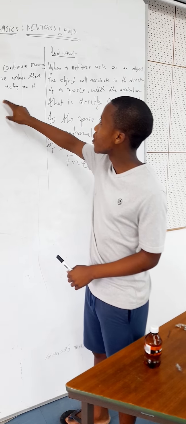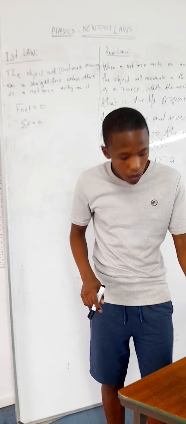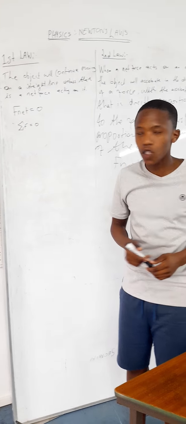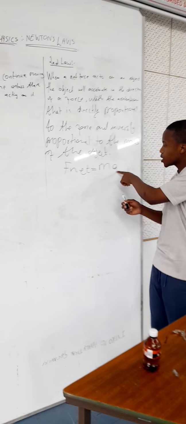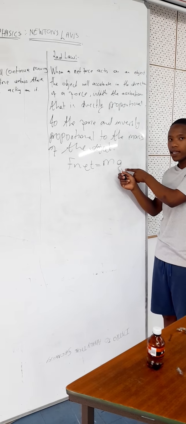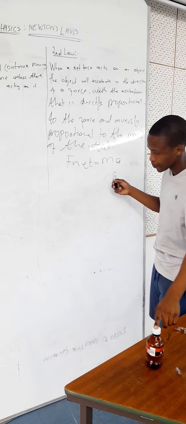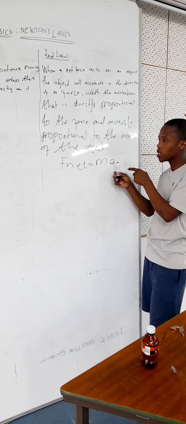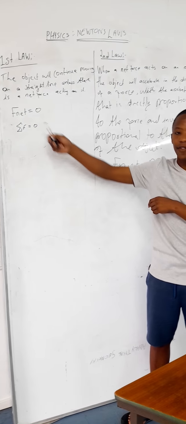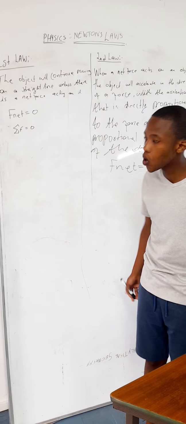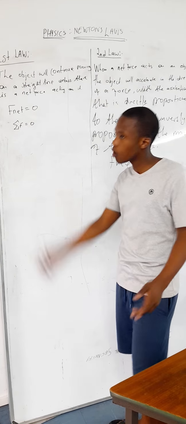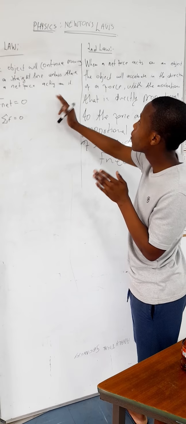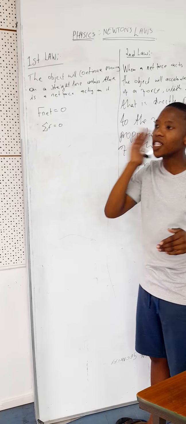Hence now on the first law, because there is no force acting on this object, the acceleration is equal to 0. So if we substitute acceleration here, this will be m times 0, causing F net to equal 0, because there is no force acting. So I think for the first law, this is all you need to know.